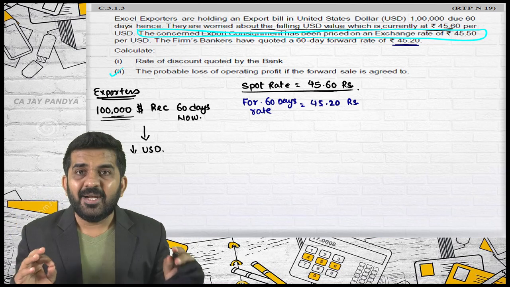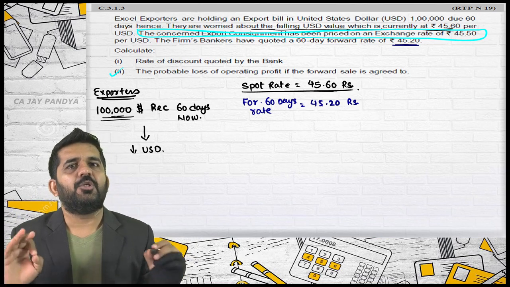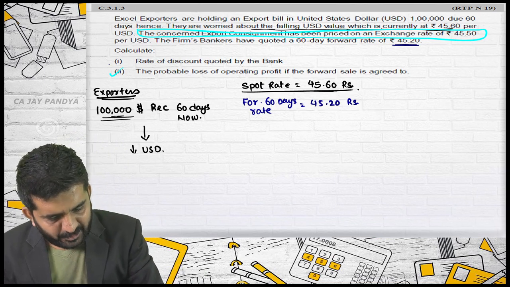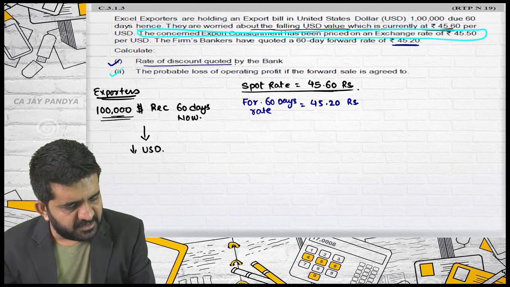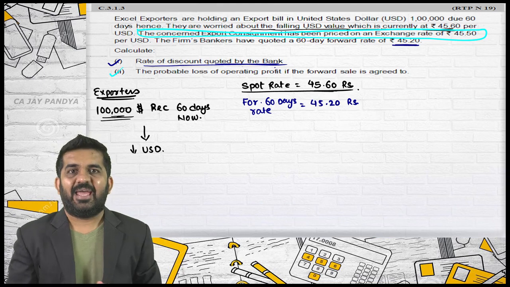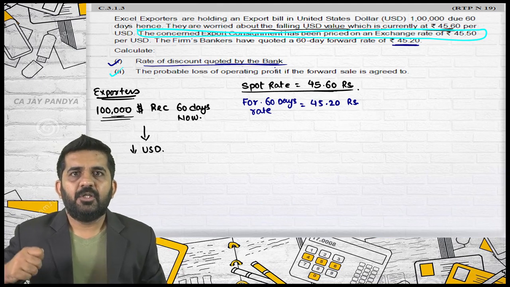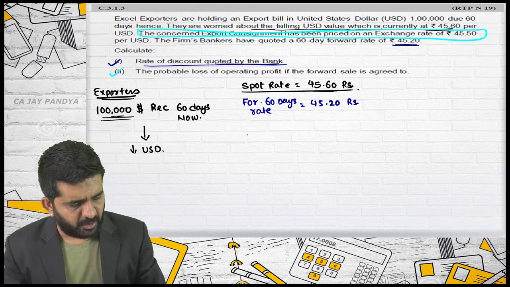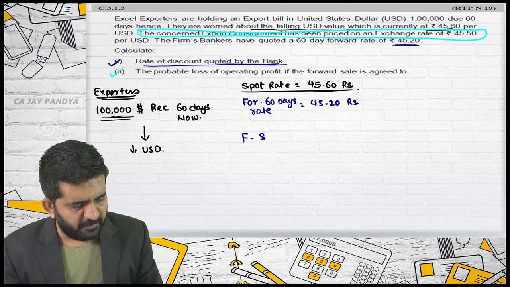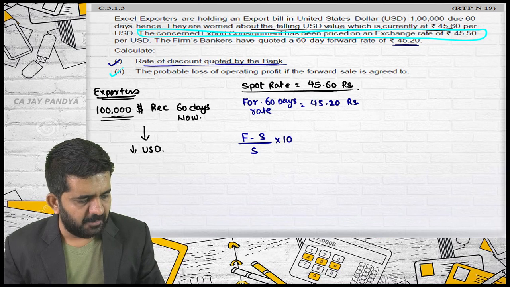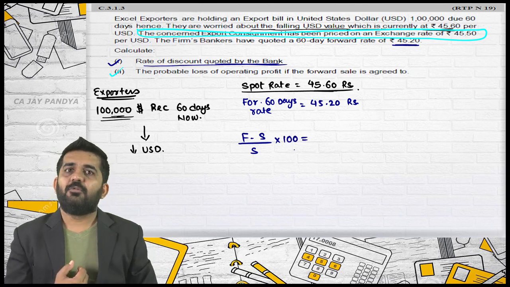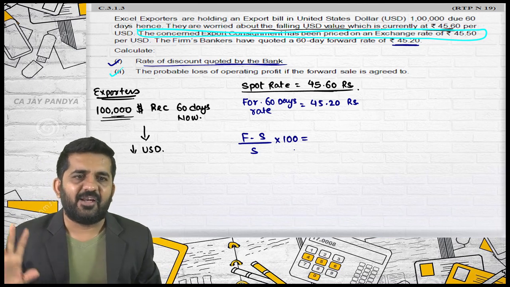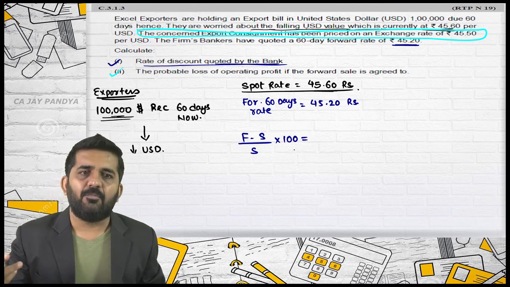Is it alright? But I told you in CA Final, you should answer what is asked, not what you know. Calculate the rate of discount quoted by the bank. Whenever the discount or premium is to be found out, there is only one formula to be used: forward minus spot divided by spot multiplied by 100. I always convert it per annum. Later on, you can modify the formula and directly find the per annum rate, but I normally modify it later on.